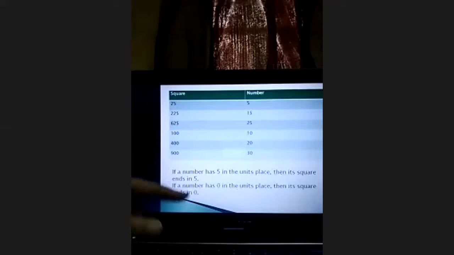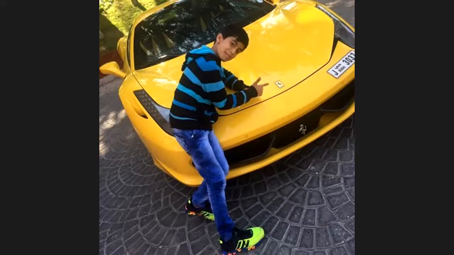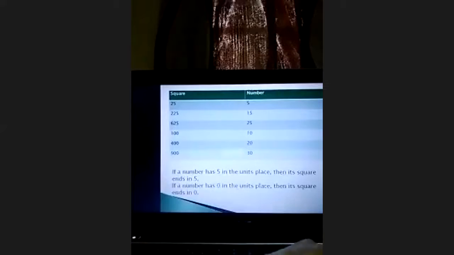If a number has 0 in the units place, then its square also ends in 0. Now let us go through what we have done today.